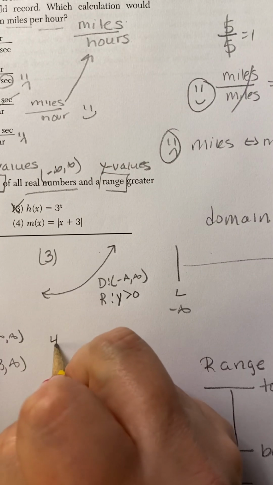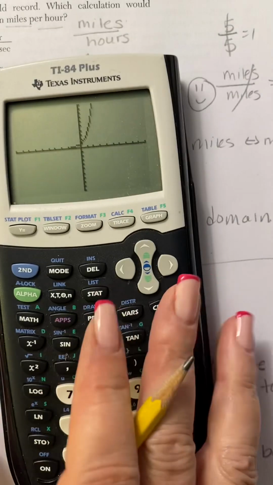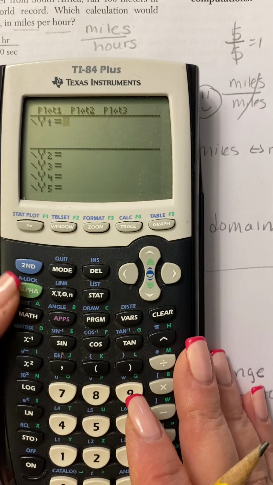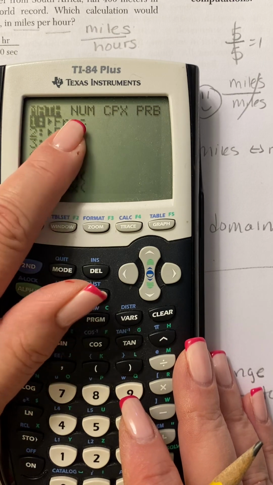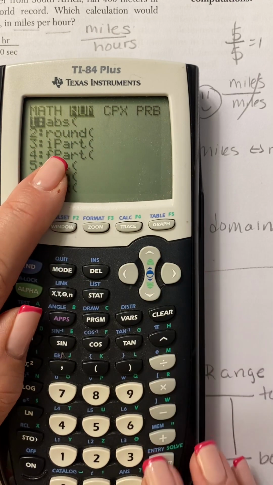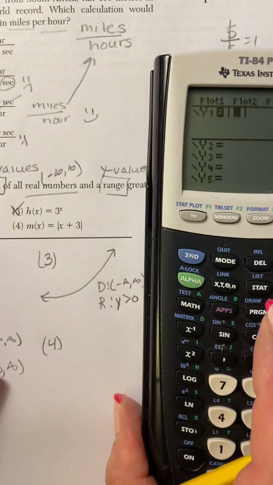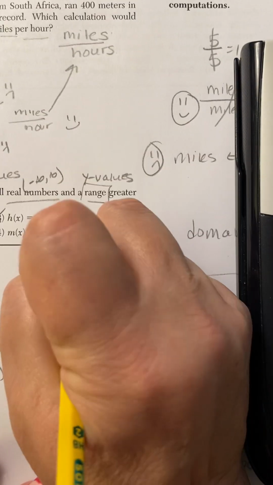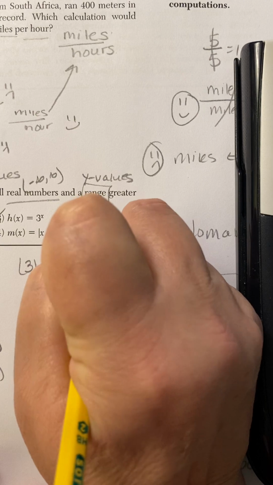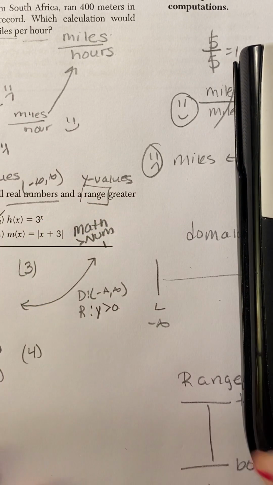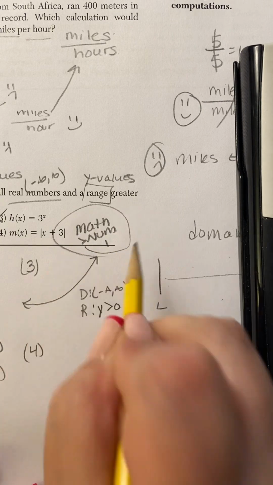And then choice 4. Let's see what happens. This is an absolute value. To do an absolute value, you're going to go to math, over to NUM, and then down to number 1. There's your bars. I'll write that down for you now. That's math, NUM, and then option 1, math number 1. Put that in your study guide.